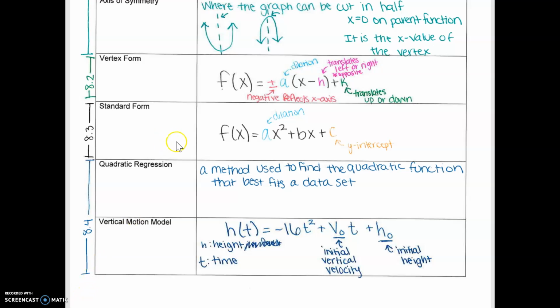And so the only vocab we need for 8.3 that's new is standard form. So this is going to look like f of x equals a times x squared plus b times x plus c. And in standard form, we still have the dilation just like we did in the vertex form. And then at the end, the other thing we can see is the y-intercept. So in vertex form, you can see the dilation and the vertex, and here you can see the dilation and the y-intercept. So we're going to go ahead and jump to our guided notes.